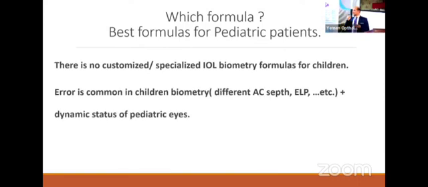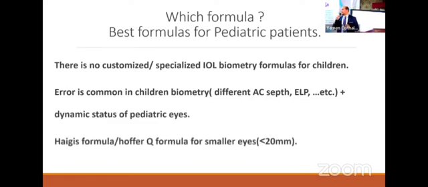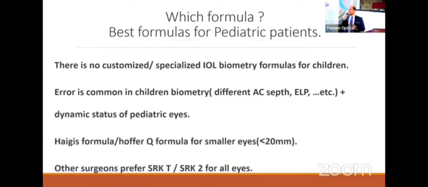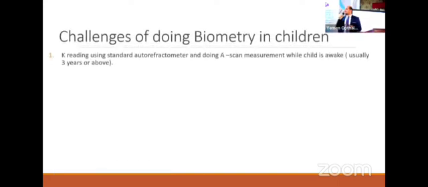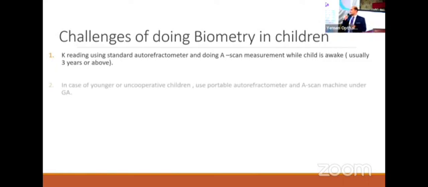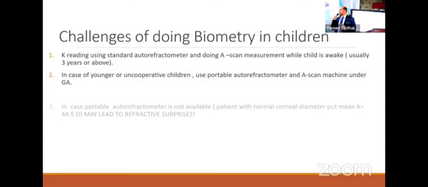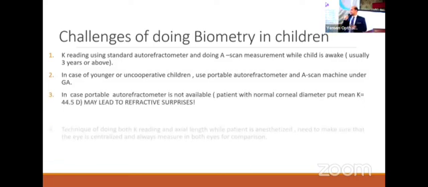Biometry formulas that we use, unfortunately for pediatric cases, there is no specific IOL formula, and errors are common. Haigis-Hofer formula for smaller eyes, and some surgeons prefer using SRK/T for all the eyes. Challenges in biometry: keratometry reading using a standard autorefractometer sometimes is not easy for younger children. You need to use a portable autorefractometer.